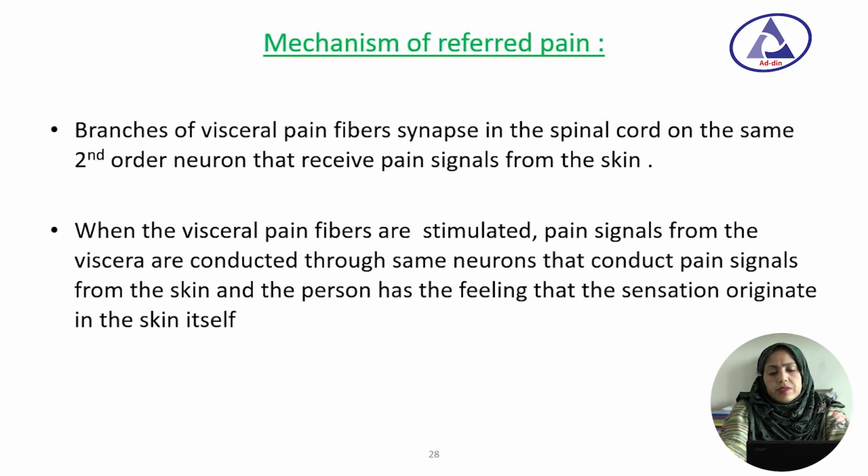And what is the mechanism of the referred pain? Branches of the visceral pain fiber synapse on the same second order neuron that receives pain signals from the skin. So, when a visceral pain fiber is stimulated, pain signals from the viscera are conducted through the same neuron that conducts pain signals from the skin, and the person feels that this sensation originated in the skin itself.